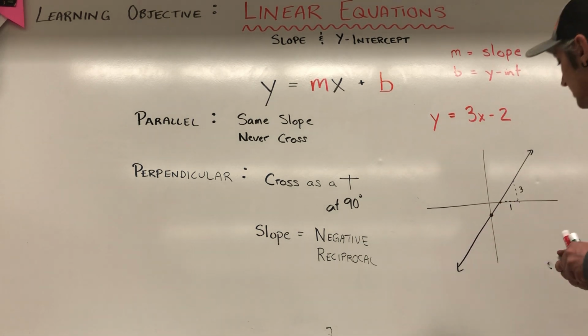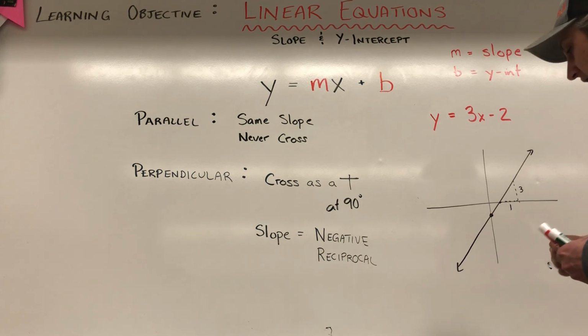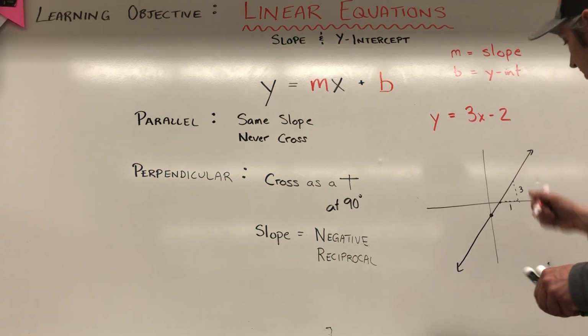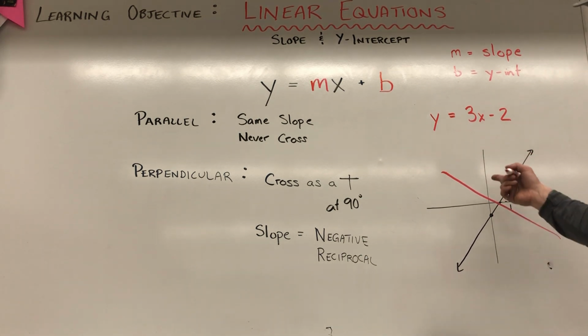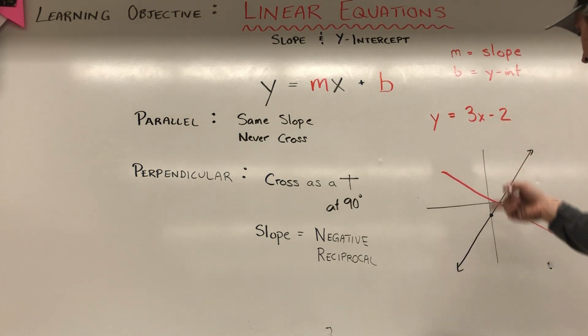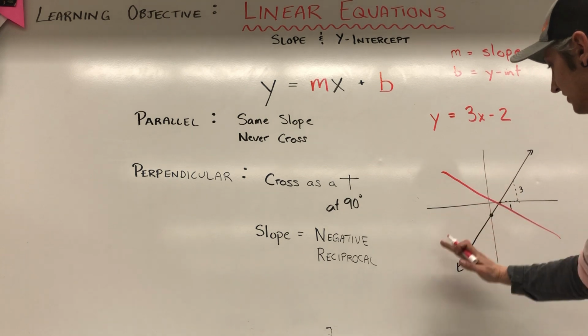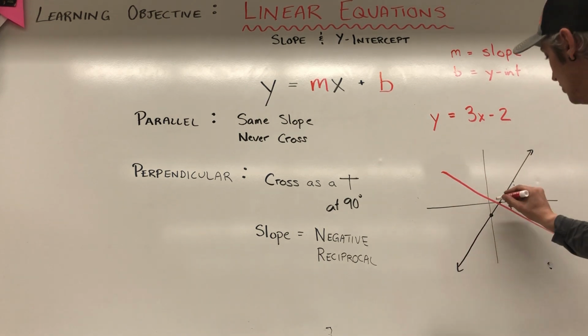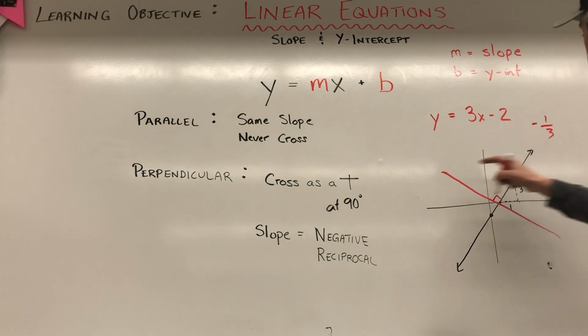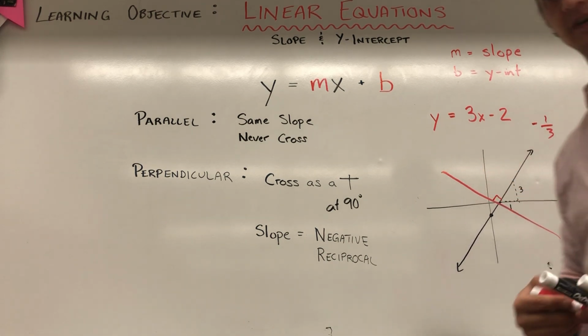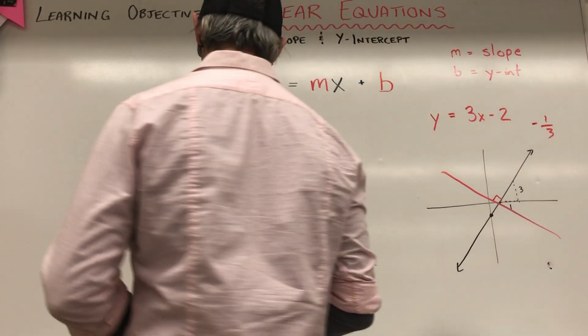And so obviously the line that's going to be perpendicular to this one is going to look something like this. Now, I don't know what the y-intercept will be. I haven't gone that far, because this line could intersect anywhere along here. But all I know is that it's going to have a slope of -1/3 in order to intersect at a perfect right angle.